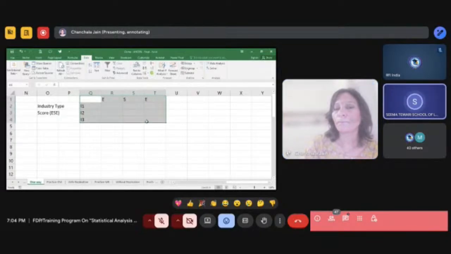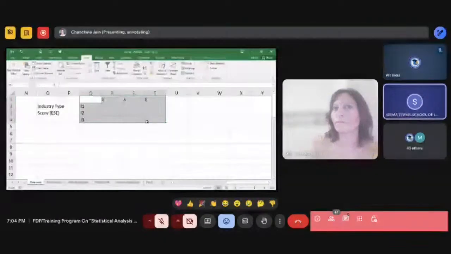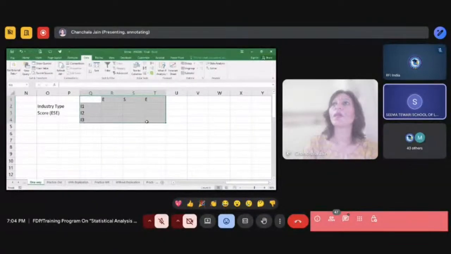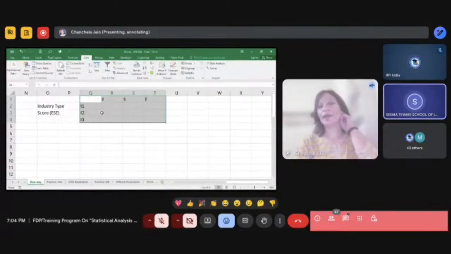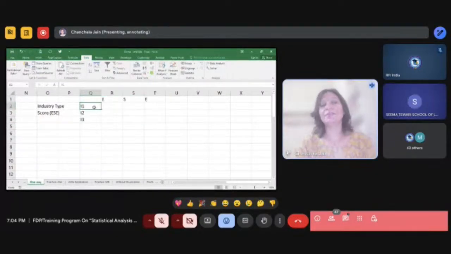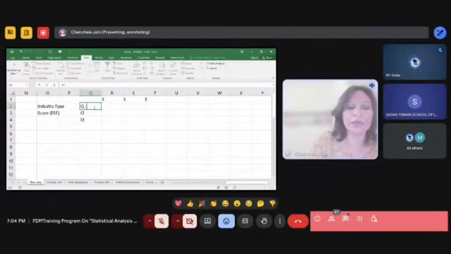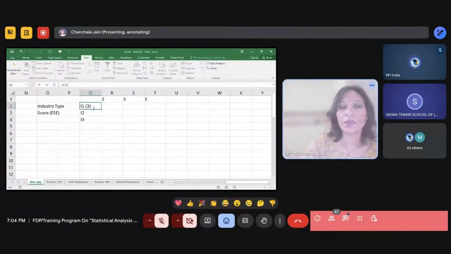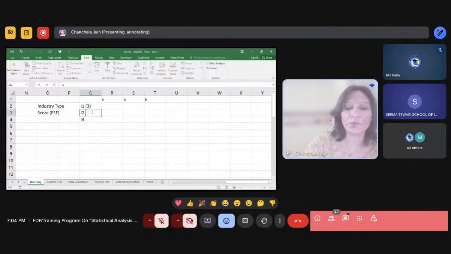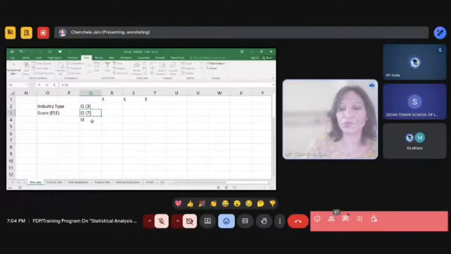So my question is, if the number of companies under different industry types is different, can I use ANOVA? Will it be a good result? I need to try to understand. Suppose this is industry 1 and you have 3 companies here, right? Industry 2 you have, suppose, 7 companies. Then industry 3, suppose you have 5 companies.